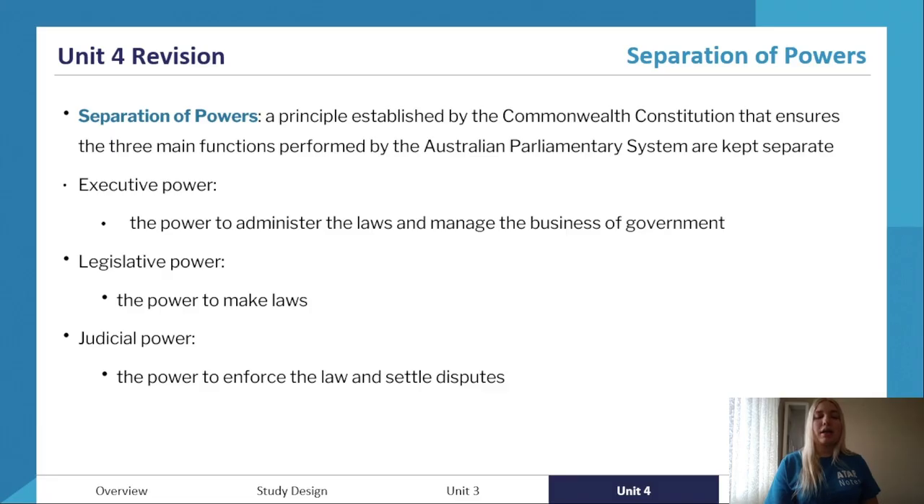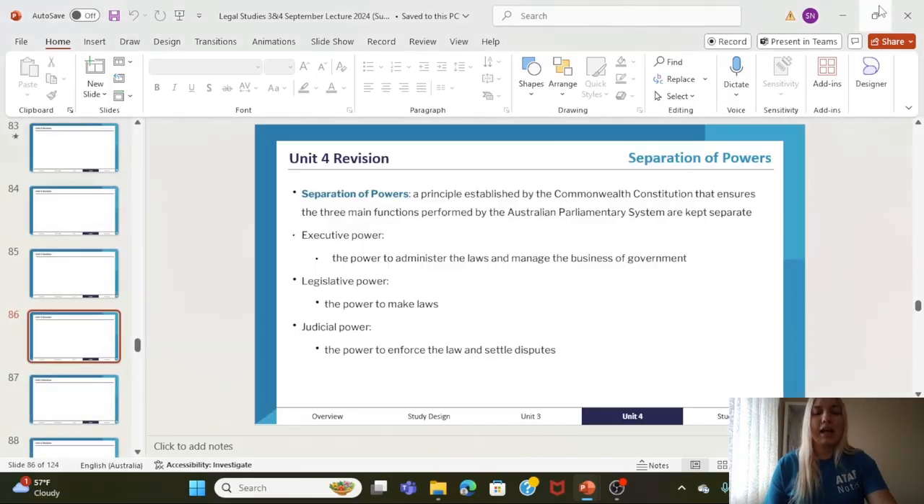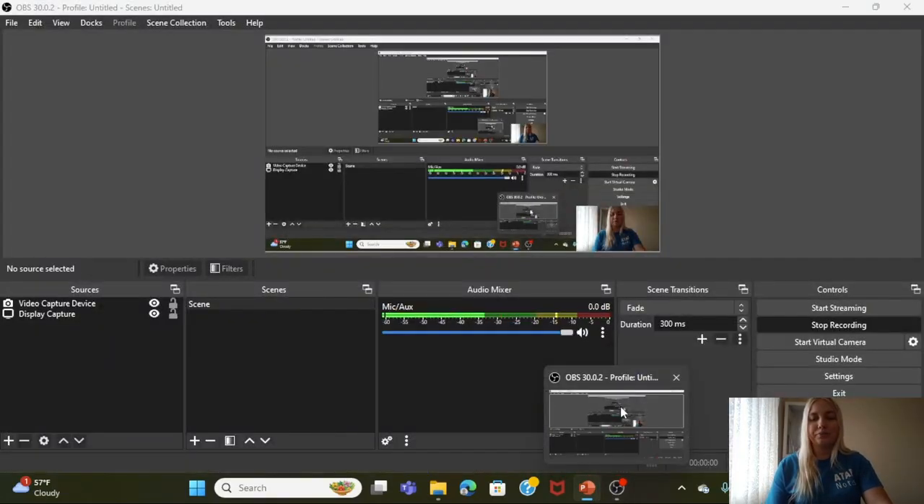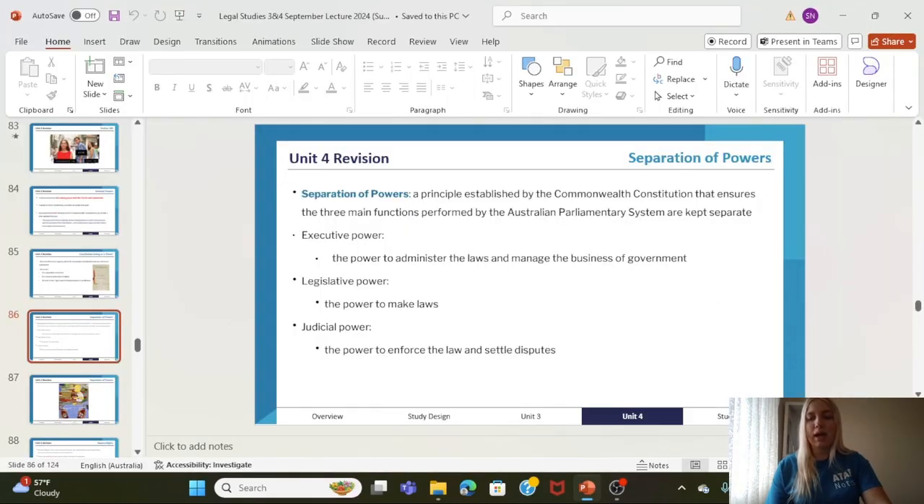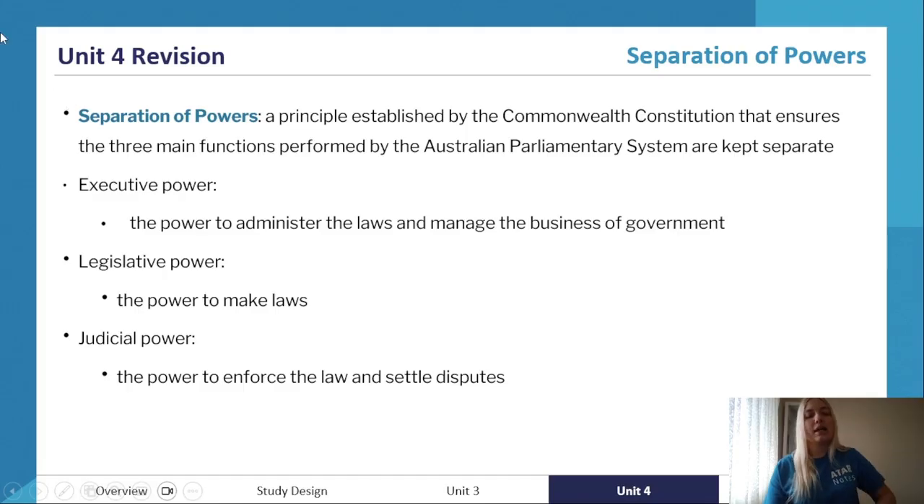Legislative power is the power to make laws. This is carried out by also members of parliament, but everyone in the lower house and everyone in the upper house, so that's a little bit different. And judicial power is the power to enforce law and settle disputes, which is carried out by judges. And this is the area that is really kept entirely separate, where we can see that executive power and legislative power clearly overlap because ministers are literally members of parliament and they are executives and legislatives all at the same time, but judges are kept completely separate.